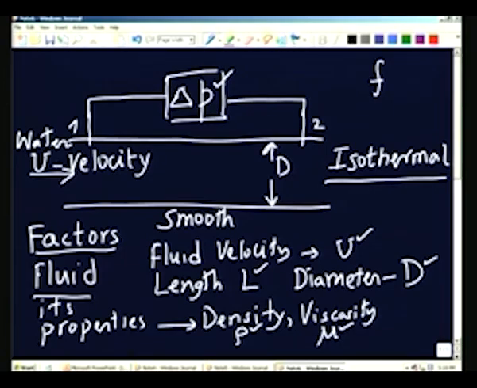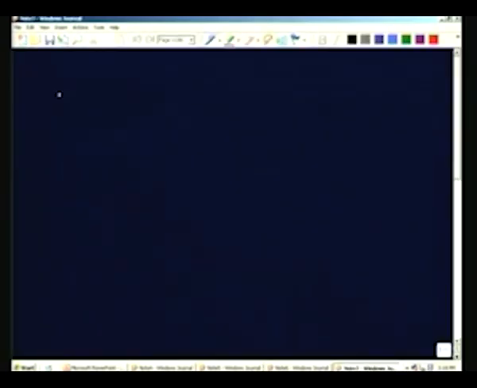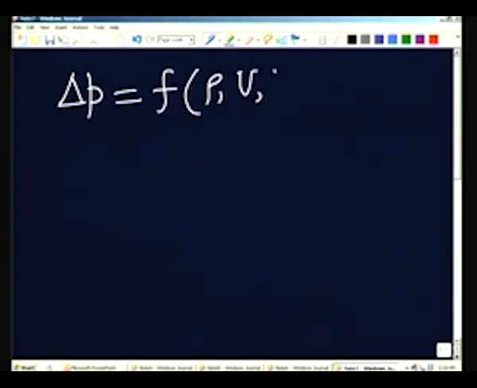So let us look at what is going to happen. We can say that delta P is a function. This is not the friction factor, just the function symbol. So we have rho, U, D, L and mu. You can write it in any particular order, it does not matter. Therefore, there are 5 factors.